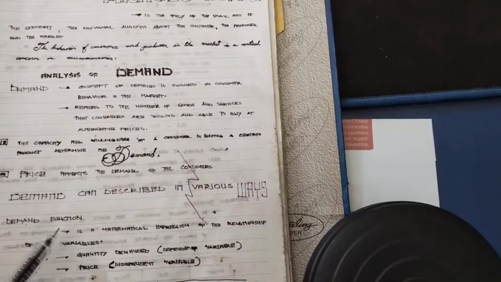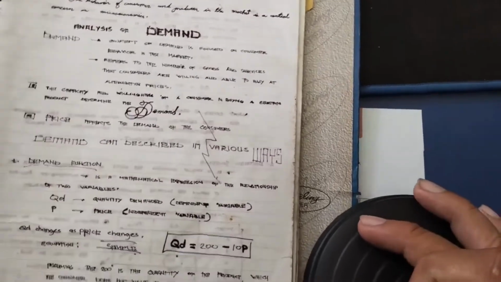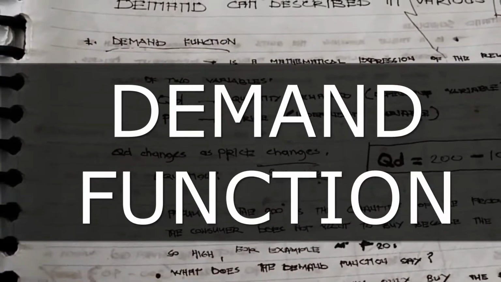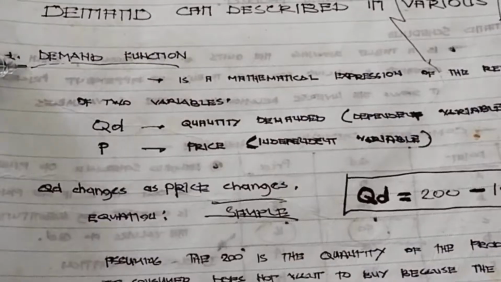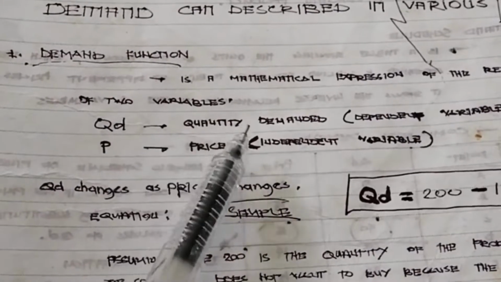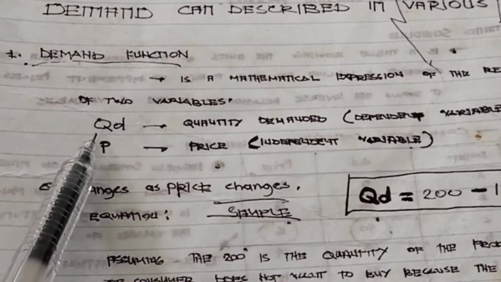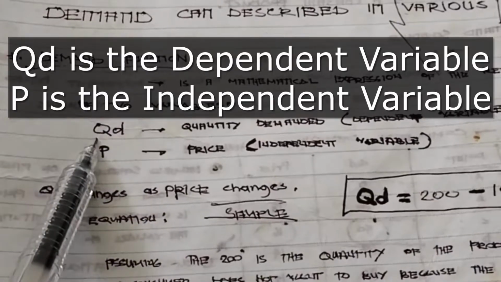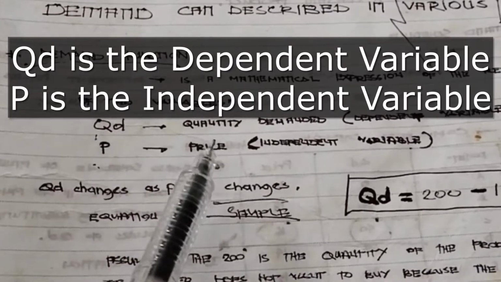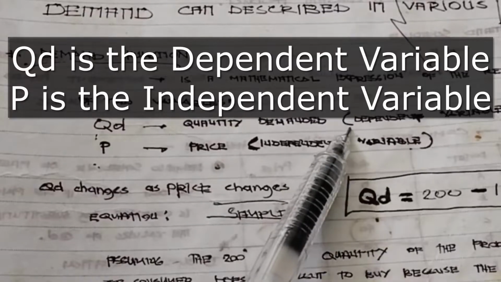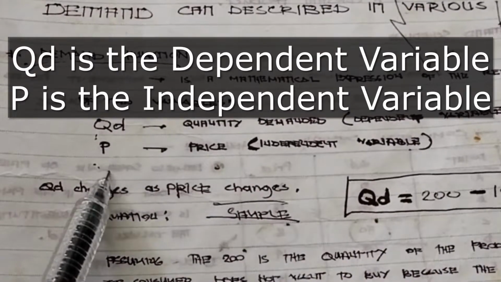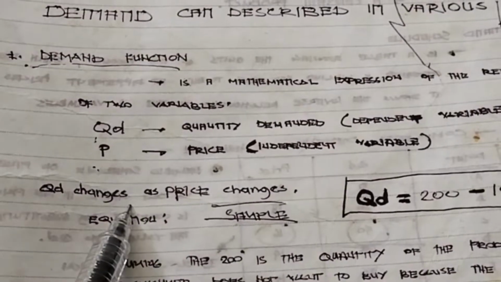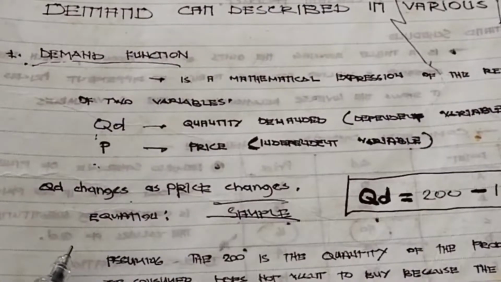First is what we call the demand function. A demand function is a mathematical expression of the relationship of two variables, quantity demanded and price, QD and P. Quantity demanded is the dependent variable and price is the independent variable. So QD changes as price changes.